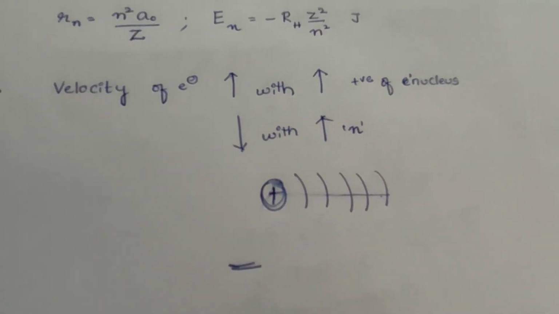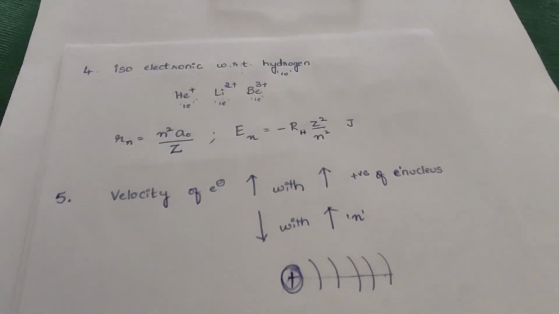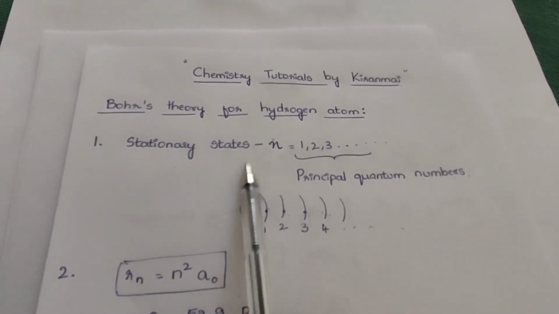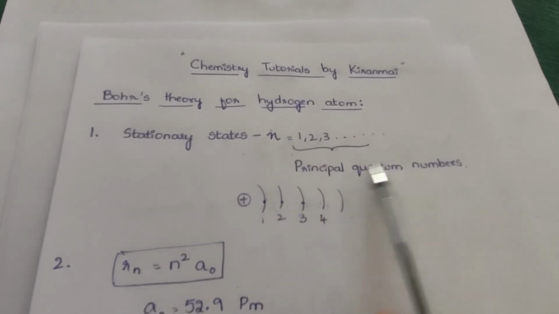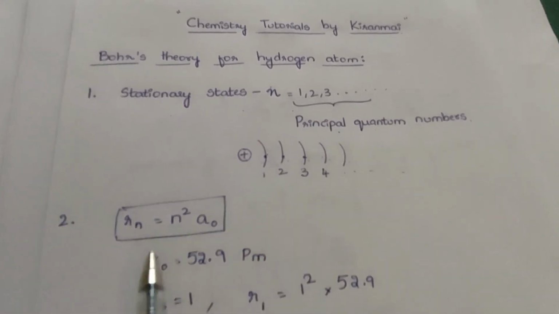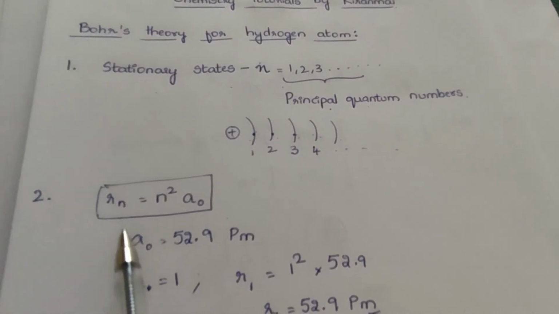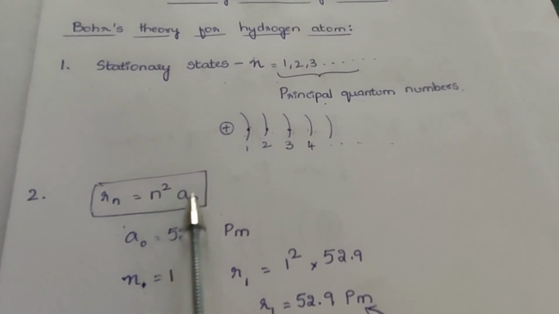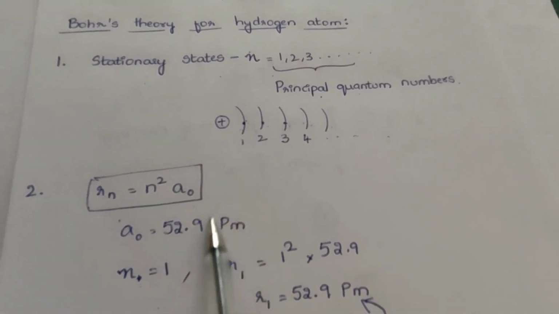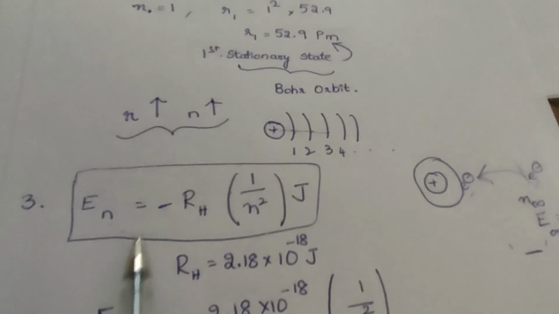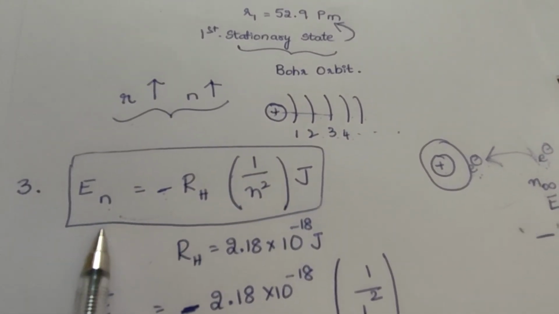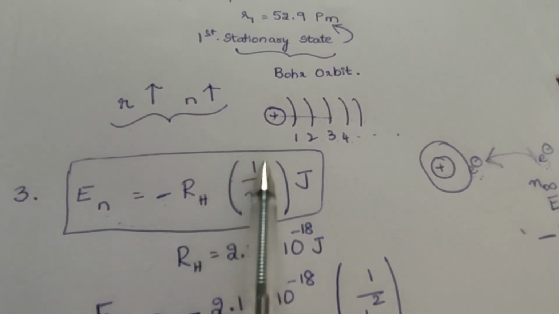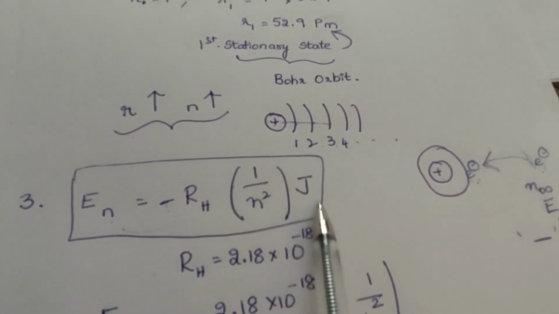So this is Bohr's theory for the hydrogen atom. According to Bohr's theory of the hydrogen atom, stationary states are numbered, and these numbers are called principal quantum numbers. He gave the formula for calculating the radius of the stationary state, that is Rn is equal to n square a naught, which is measured in units of picometers. And he also gave the formula for calculating the energy of stationary states: En is equal to minus RH 1 by n square joules.